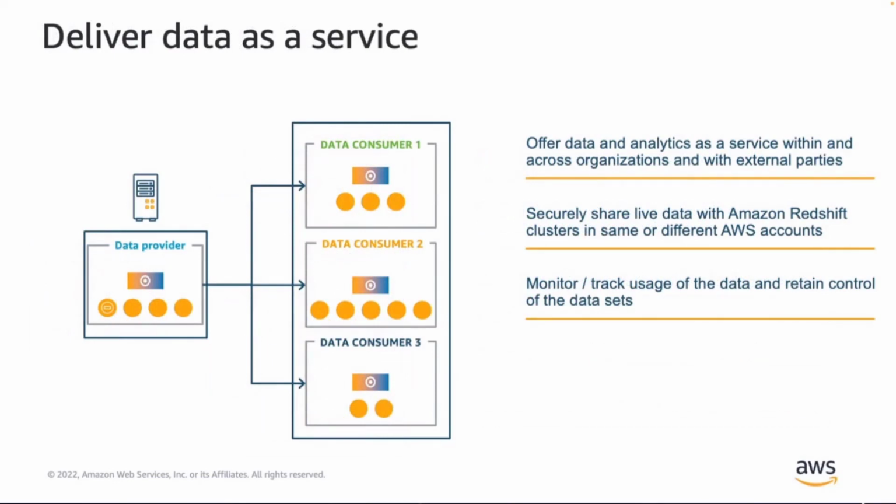Another very common use case is delivering data as a service. This becomes very relevant with cross-account data sharing. The idea is you are managing the data centrally as an asset, and you are sharing the data with consumers that could be in the same organization or in a separate organization, such as your customers or partners. Data sharing makes it very easy to provide data as a service because you don't need to move the data. You can securely share live data with consumers in the same or different AWS accounts or same or different AWS regions.